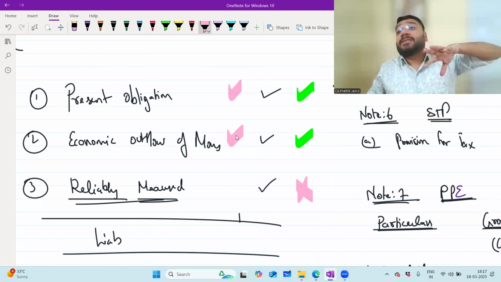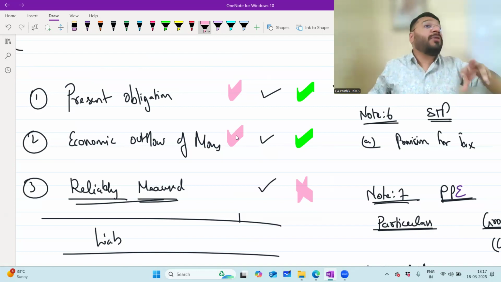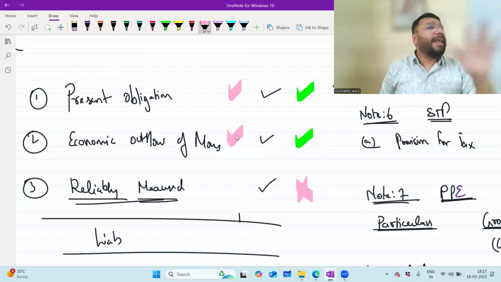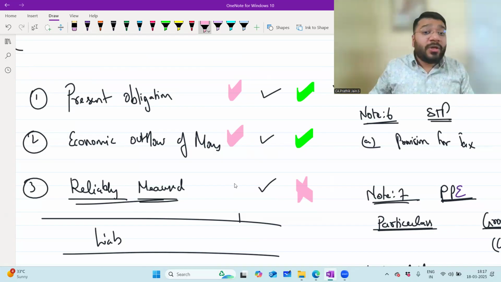1 crore the customer is asking. But the court may order, no, okay, don't pay 1 crore, pay 80 lakhs. So the exact amount is not known. So in that case, I will create a provision.